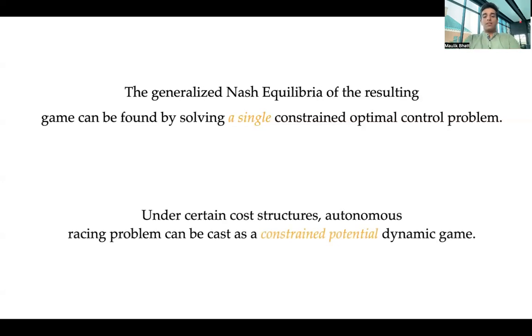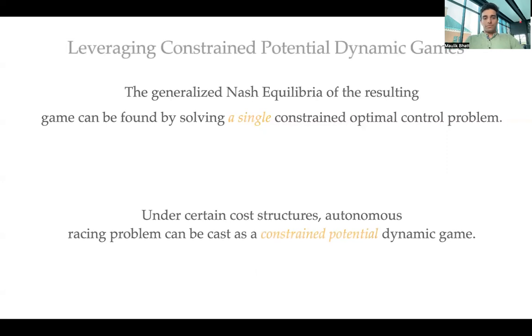We show that under certain cost structures, the autonomous racing problem can be cast as a dynamic potential game. By this reformulation, we can convert the underlying constrained optimal control problems, which are coupled, into a single constrained optimal control problem. And solving a single constrained optimal control problem is a much simpler task, and therefore it is very efficient to solve. Now I'll explain a little more about constrained potential dynamic games.